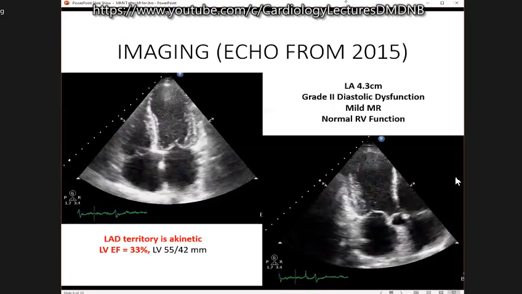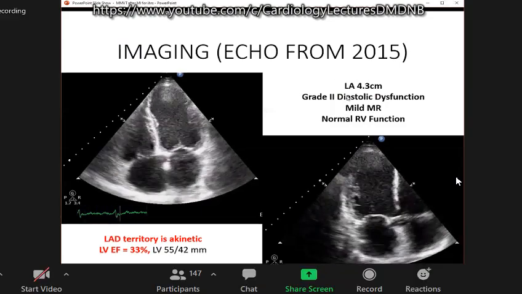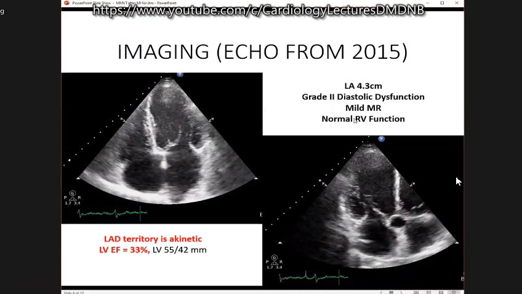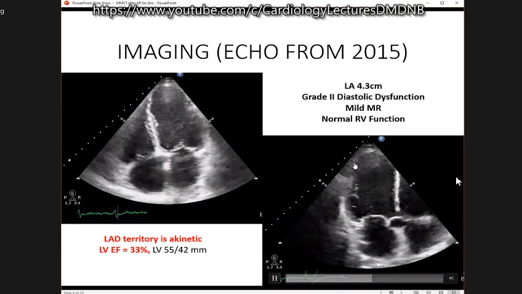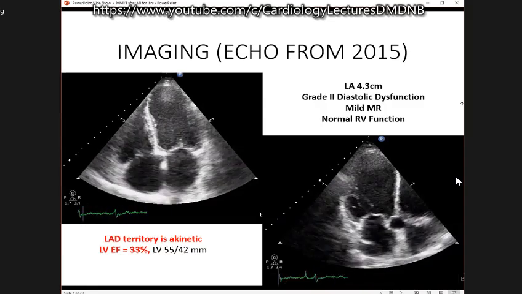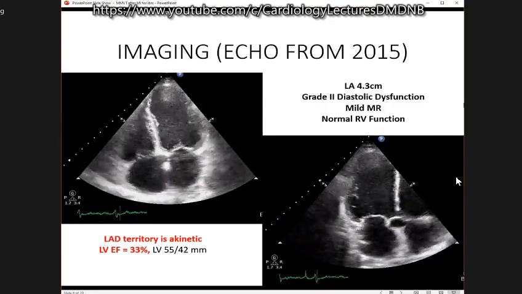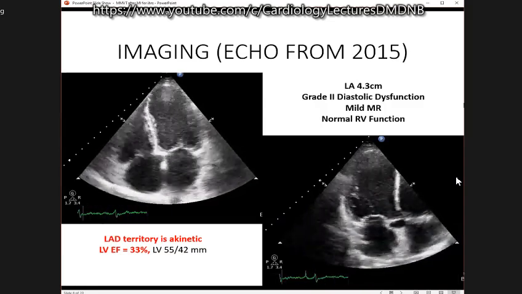So this is his echo. You can see the 4-chamber and 3-chamber views. The LAD territory and segments are akinetic. EF is around 33%. There's a grade 2 diastolic dysfunction and a preserved RV function. This was his echo from 2015.